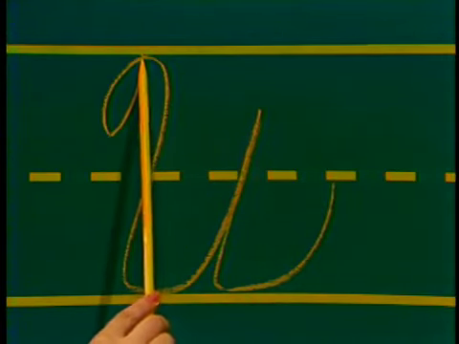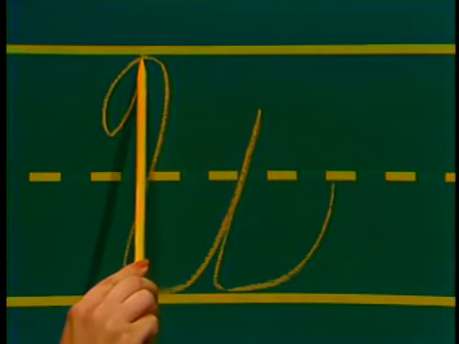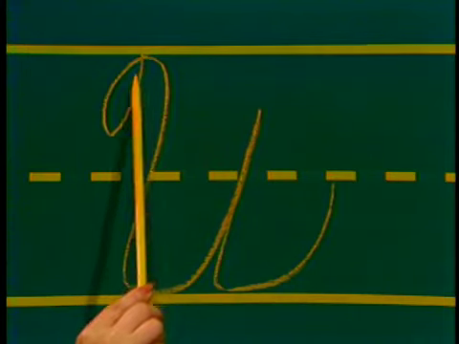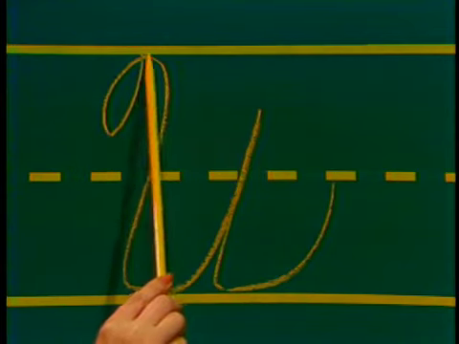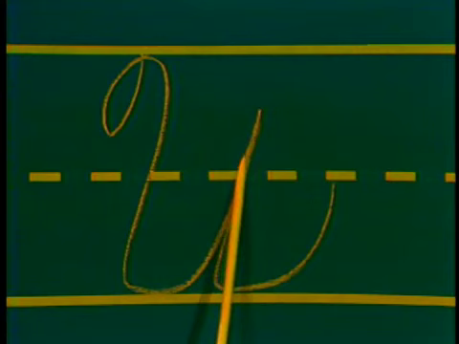Put your pencil at the headline and let's make the capital letter U. Ready? Begin. Vertical loop, curve forward, slant, undercurve, continue up, retrace as you slant to the baseline and undercurve to the midline for the finish.